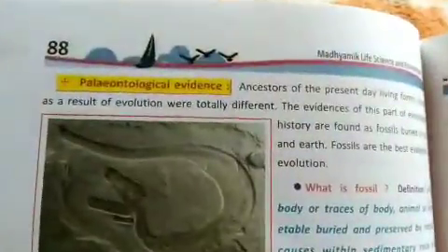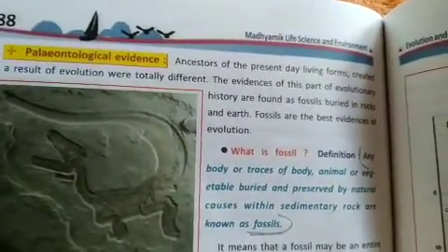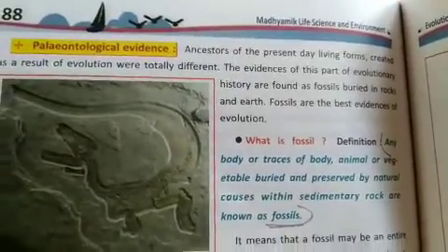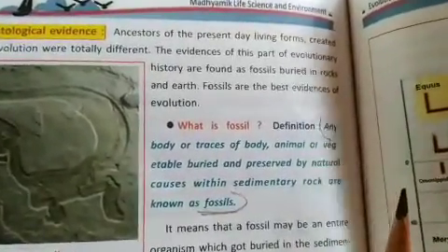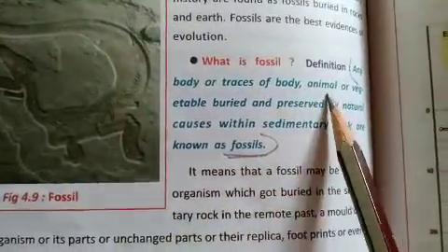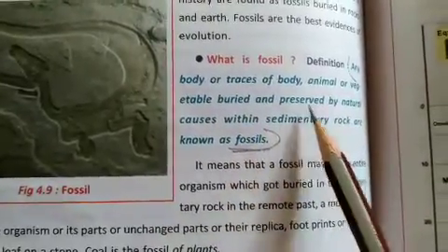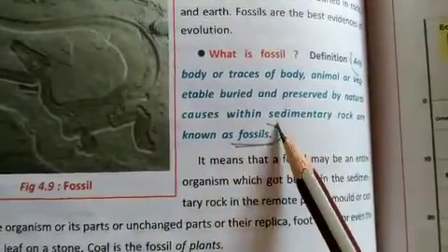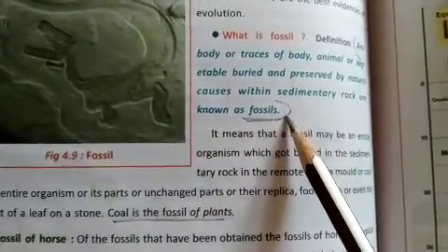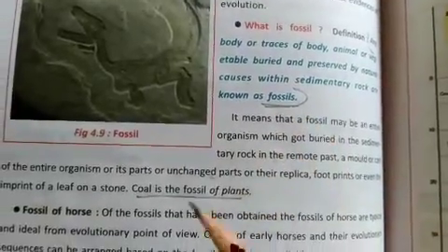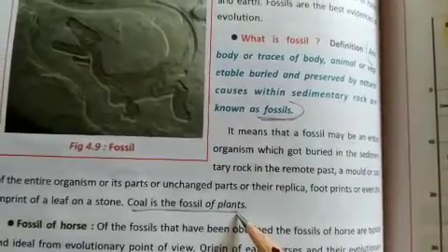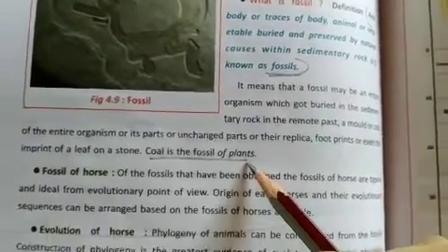Now see paleontological evidences. What is paleontological evidence? Paleontology means the study of fossils. We know what a fossil is, still see the definition. Any body or traces of body, animal or vegetable, buried and preserved by natural causes within sedimentary rock are known as fossils. Two examples of fossils are coal and petroleum. Coal is the fossil of plants. Similarly, petroleum is the fossils of animals, marine animals.